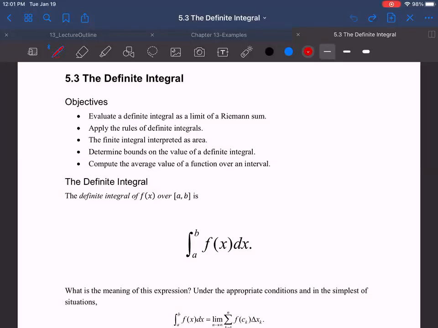All right, and we're gonna look at definite integrals interpreted as area and determine bounds on the value of a definite integral. We're gonna compute the average value of a function over an interval as well, which we already started to talk about. So let's take a look at the definite integral.